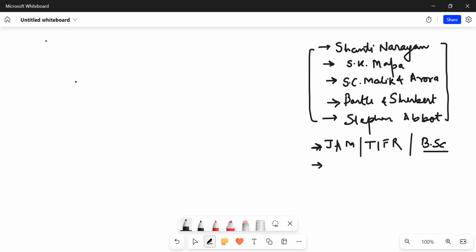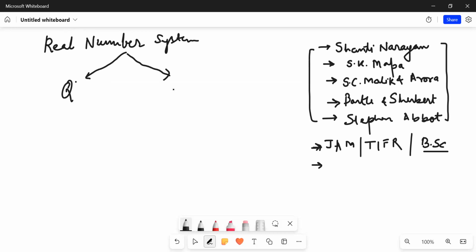So let us begin our journey with the real number system. As you know, real numbers can be of two varieties. One can be rational, another can be irrational. So what are rational numbers and what are irrational numbers? This is our first thing that we should understand, because the title itself is real analysis. Real numbers, rational numbers and irrational numbers.